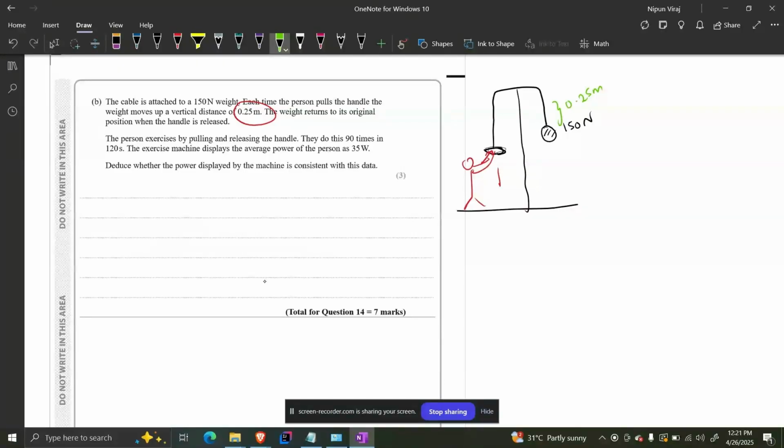The person exercised by pulling and releasing the handle. They do this 90 times in 120 seconds. The exercise machine displays the average power of the person as 35. Deduce whether the power displayed by the machine is consistent with this data.